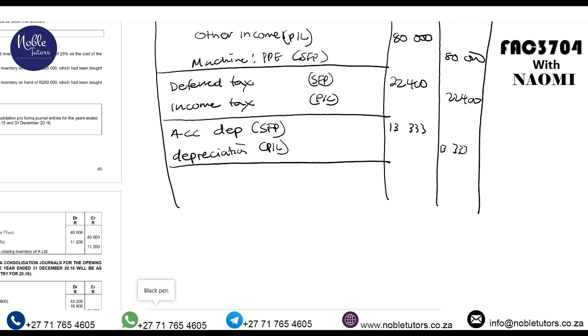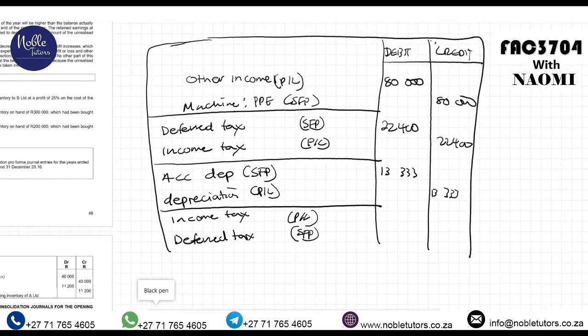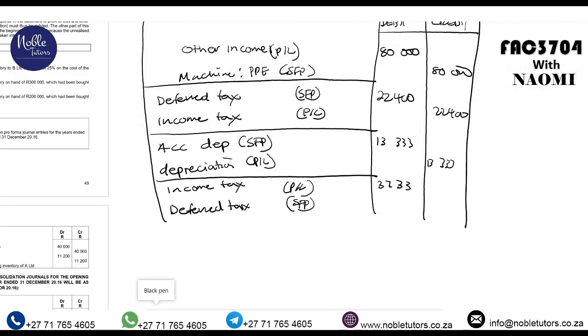Then the taxation, guys, again, what do you do with tax? Opposite, right? So SFP becomes credited. Profit and loss becomes debited. Which tax account goes to profit and loss? Income tax. Which tax account goes to SFP? Deferred tax. Okay, we had calculated this, so it was 3,733, and that's about it.